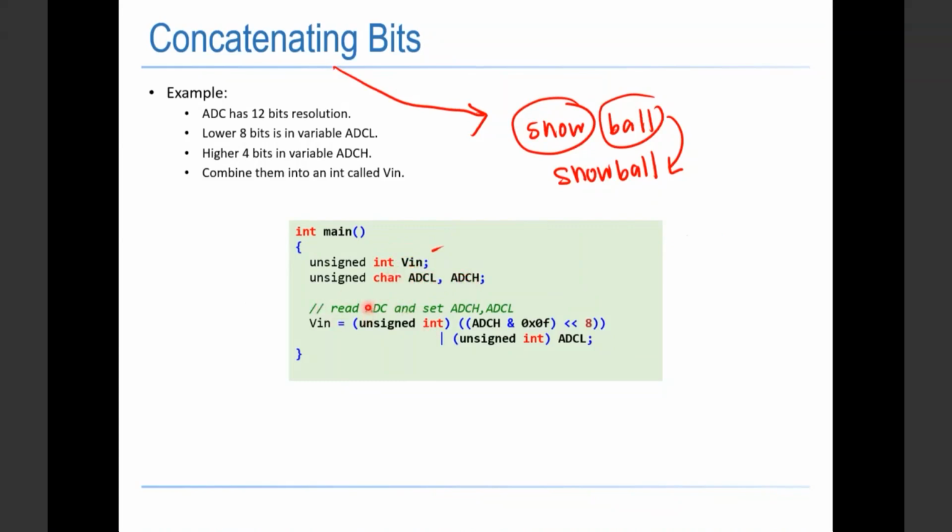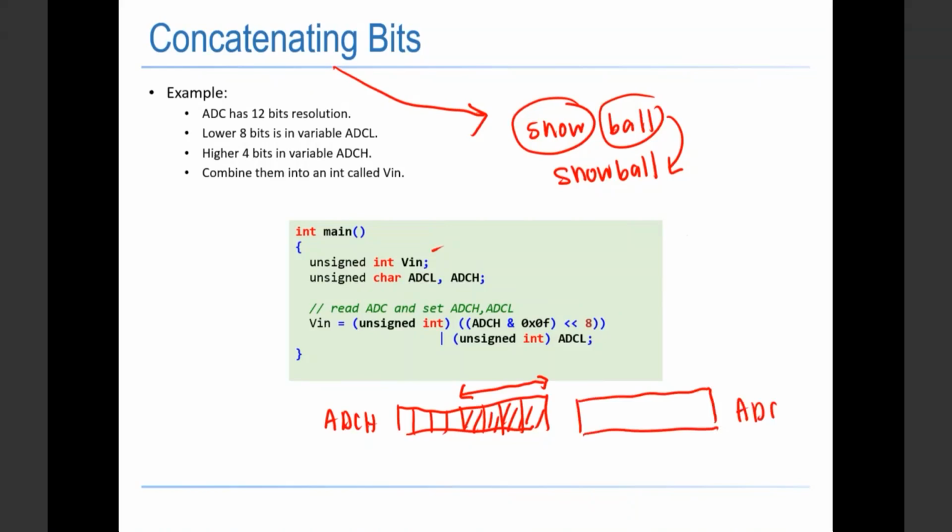Now you're going to read the ADC by using the Vin. ADCH, you AND with this 0x0f. Why do we need to AND with this? Because your ADCH has 8 bits, but only this part has the information. The rest is your ADCL. For the ADCL, the whole 8 bits need to be used. But for the ADCH, only this 4-bit is used, while the other 4-bit is unused.